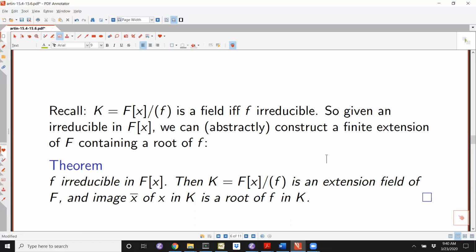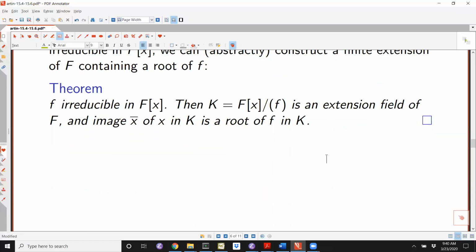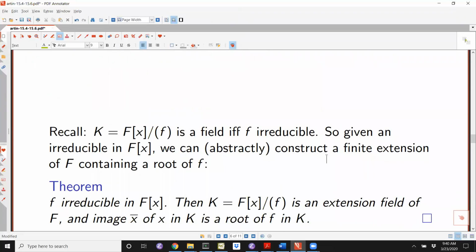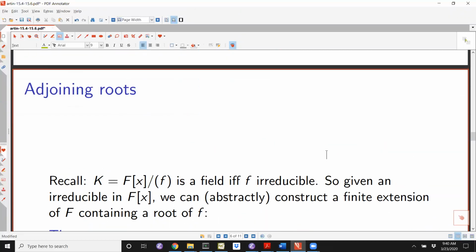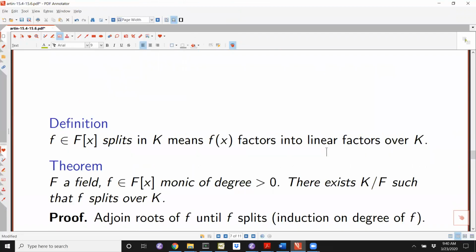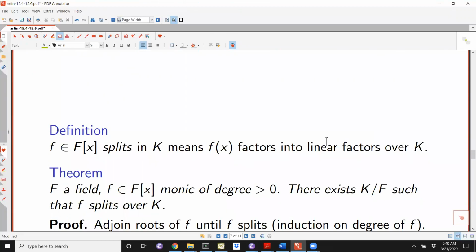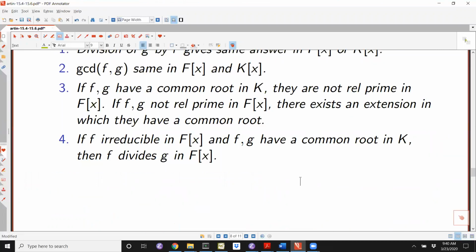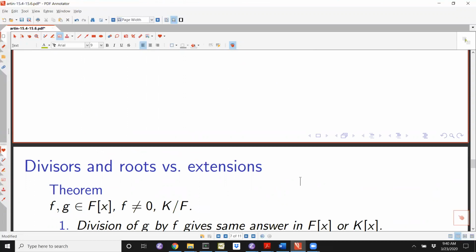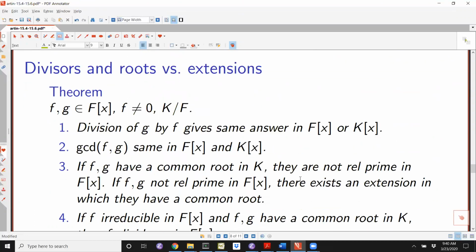What we're going to talk about for the last half of today is various technical constructions in adjoining roots. So we're going to talk about how to adjoin a root in general. We'll review that. We'll talk about the idea of a splitting field.